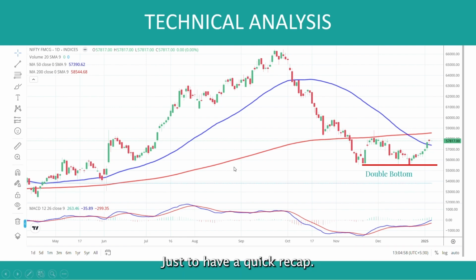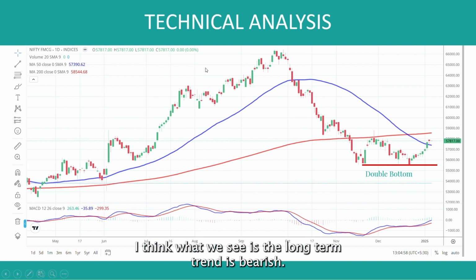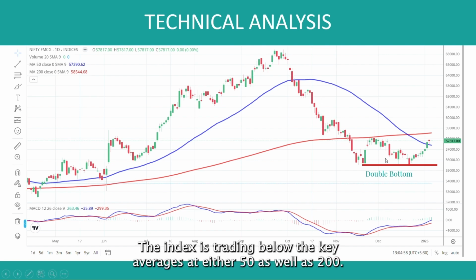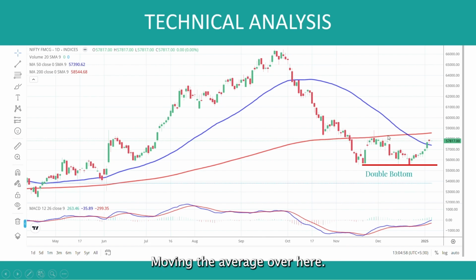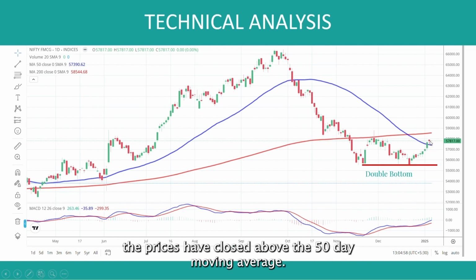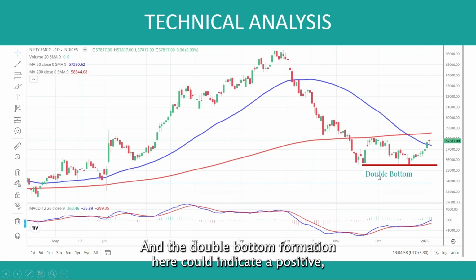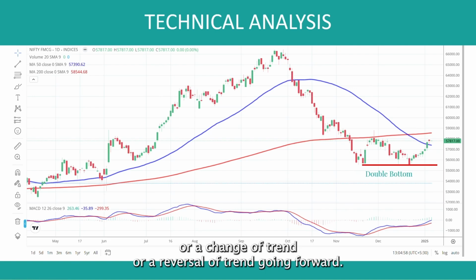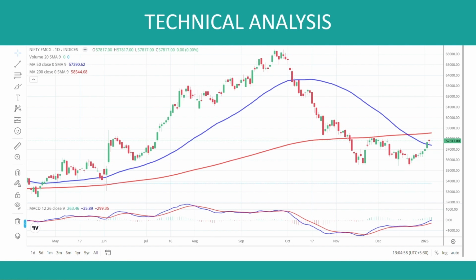Just to have a quick recap, I think what we see is the long-term trend is bearish. The index is trading below the key averages, i.e. the 50 as well as the 200 moving day average. Over here, we do have an environment where, over the last two trading sessions, the prices have closed above the 50-day moving average, and the double bottom formation here could indicate a positive change of trend or a reversal of trend going forward.